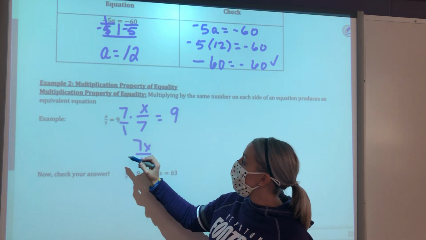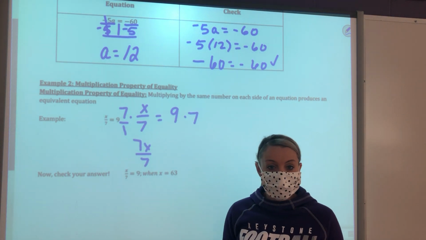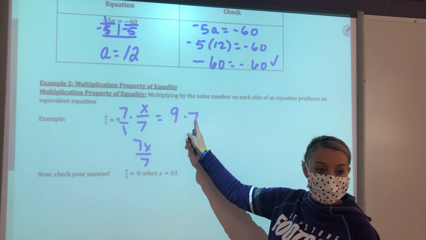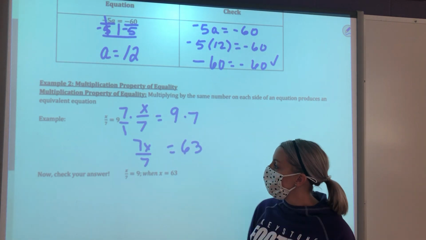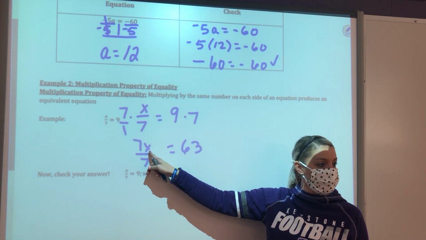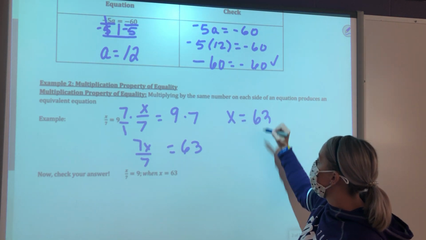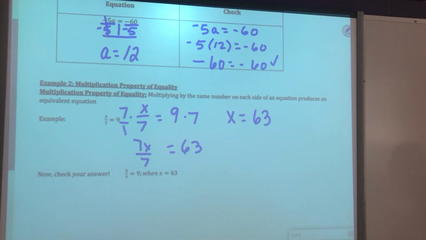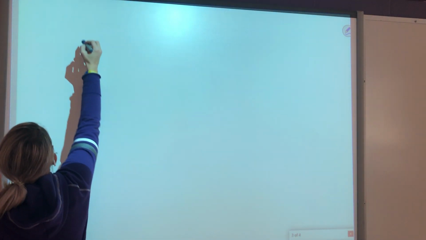Okay? So if I do the same thing on this side and multiply this side by 7, 9 times 7 is 63. Right? What's 7 divided by 7? 1. So what am I left with? X. So our answer is x equals 63. Okay? I'm confused. Can you please explain that again? That doesn't make sense now.